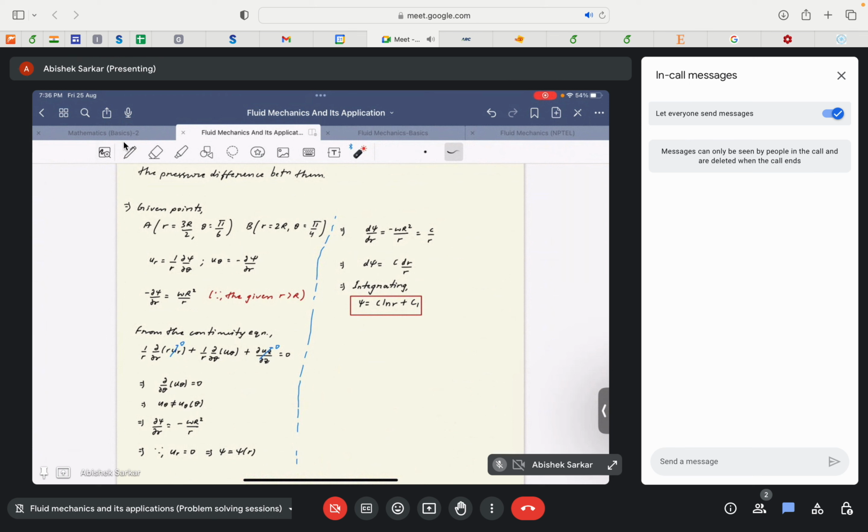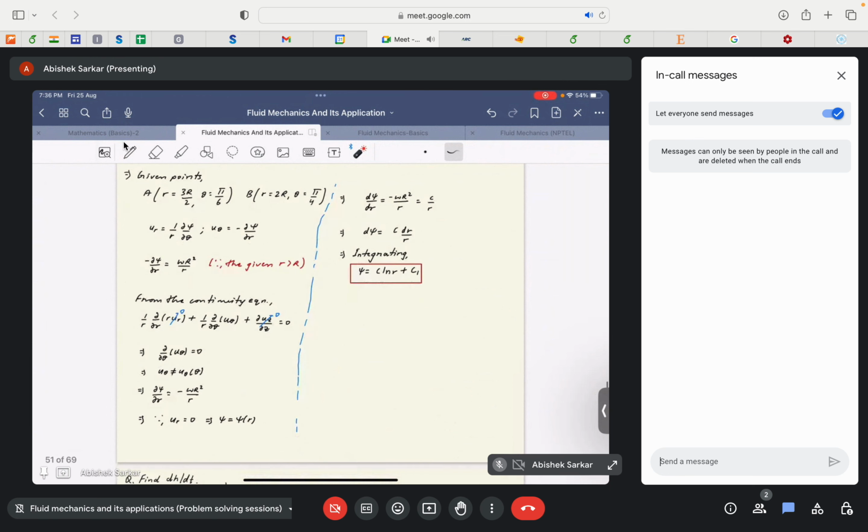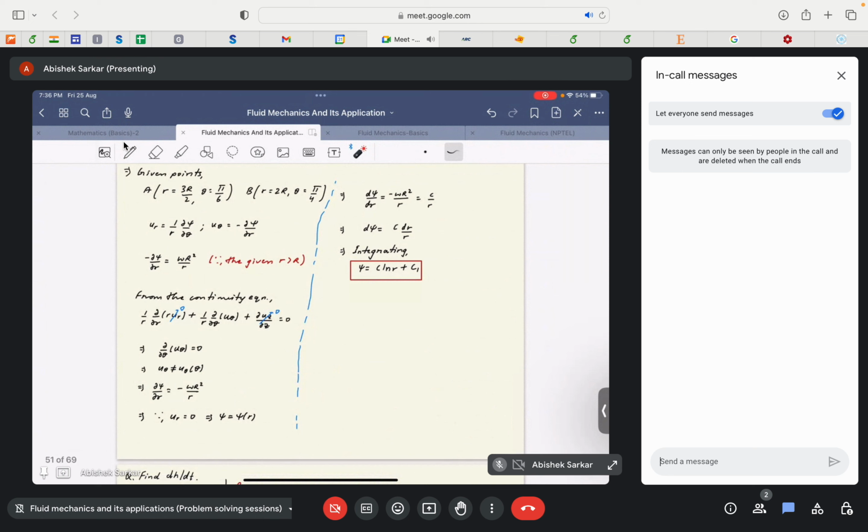We know that for the cylindrical coordinate system the stream function can be represented as ur is equal to 1 by r dou psi by dou theta, and u theta is equal to minus dou psi by dou r. Sorry, it is a partial derivative, so I should say dou psi by dou r. Since we know that ur is equal to 0, it is given for this current problem, ur is equal to 0.